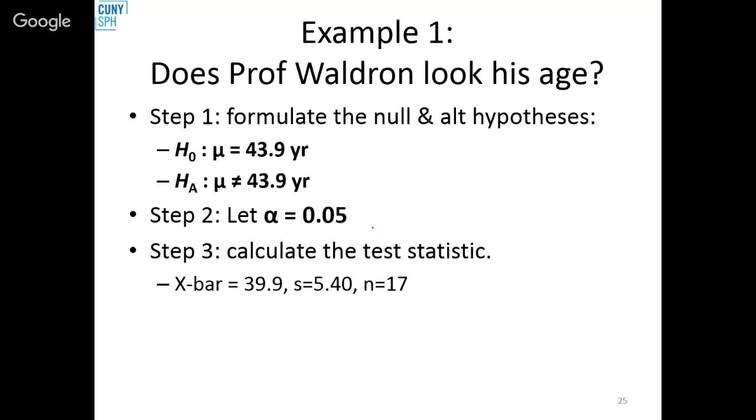So we'll let alpha equal 0.05 and then calculate the test statistic. So the mean of your guesses, there were 17 of them, was 39.9. And the standard deviation was 5.4. So what's the test statistic here? I didn't actually put it on the slide, so we could write it out.